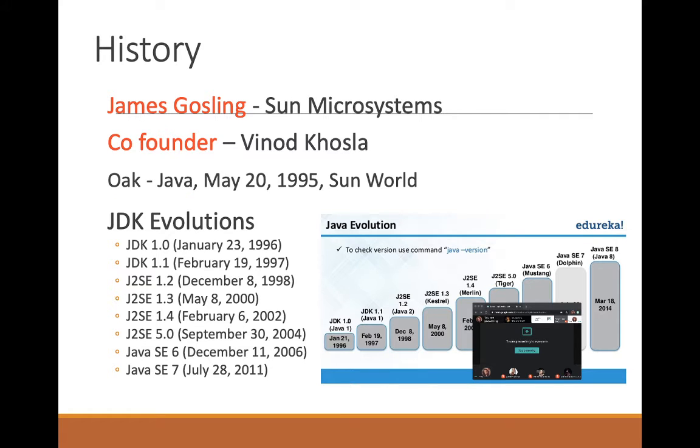So, the history of Java is ang founder ng Java is si Mr. James Gosling. So, dati siyang Sun Microsystems. Then, ang co-founder niya is si Vinod Khosla. Then, ayun, so, yung Java ay na-discover or nagkaroon ng Java noong 1995. So, ito yung mga evolution ng Java. So, from 1996 up to 2011. So, marami nang naging versions ng Java. So, nag-i-evolve siya and nag-i-improve.